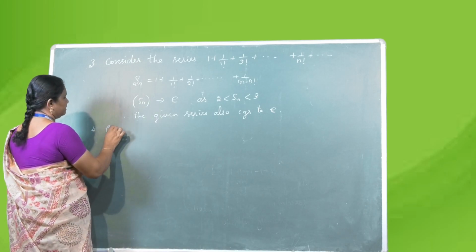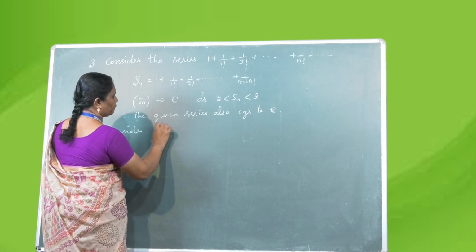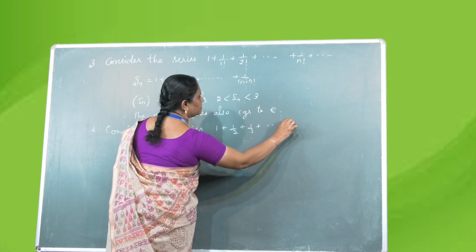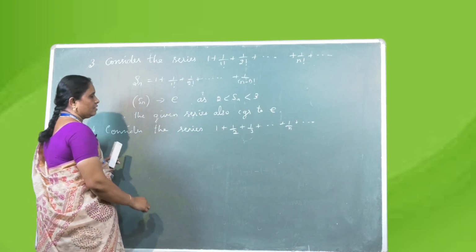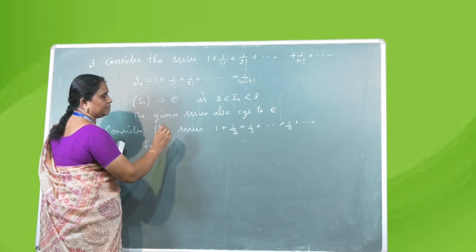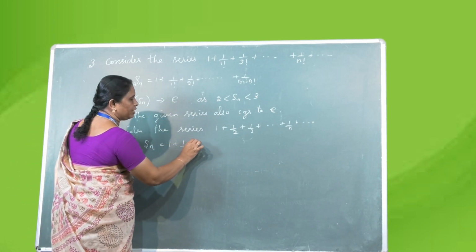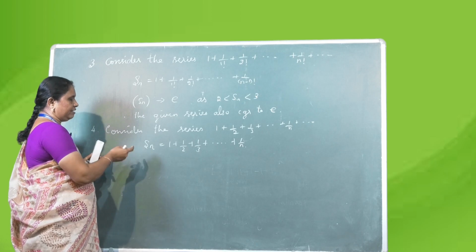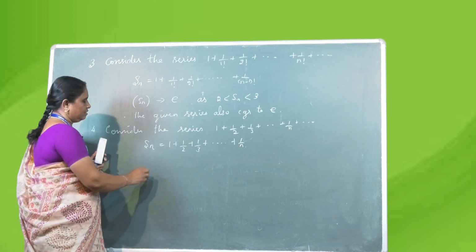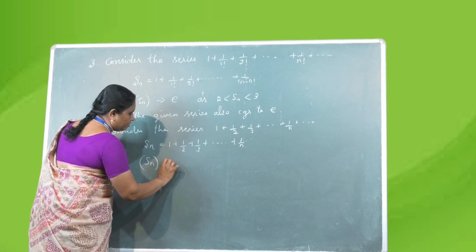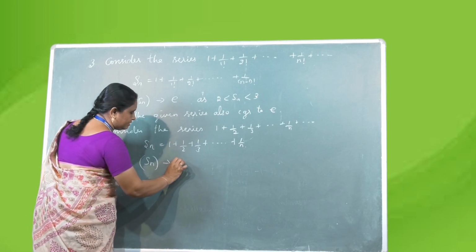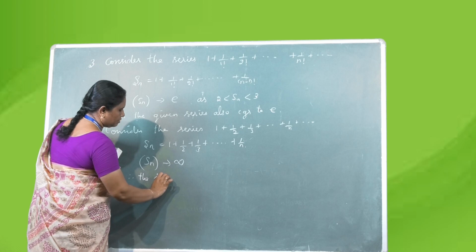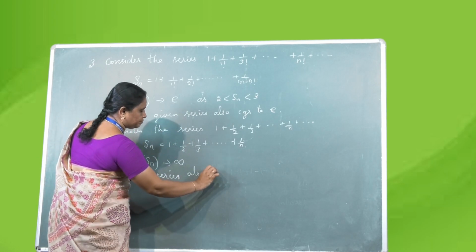Next, consider the series 1 plus 1 by 2 plus 1 by 3 plus etc. plus 1 by n plus etc. And here, if we take Sn as the partial sums, we get 1 plus 1 by 2 plus 1 by 3 plus etc. plus 1 by n. And as we have discussed this problem also in the sequence part, clearly we know that the partial sums Sn diverge to infinity, and therefore the given series also diverges to infinity.